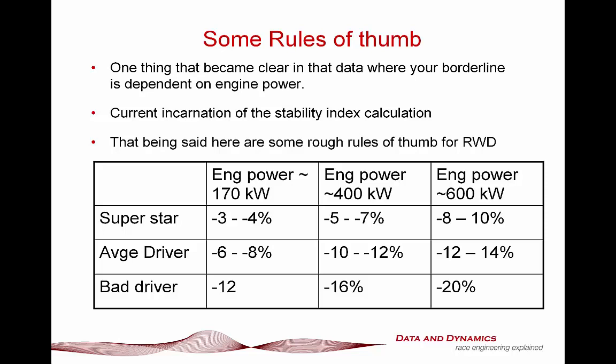So, rough rule of thumb, engine power for your 170 kilowatt cars about -12%. Engine power at about 400 kilowatts, -16%. Engine power at about 600 kilowatts or so is -20%. Now, of course, these are rules of thumb. They will vary from car to car, but at least you've got something to hang your hat on, so that when you start looking at your lap time simulation data, you can look at this with confidence to say, yes, this is where I need to dial in my handling.